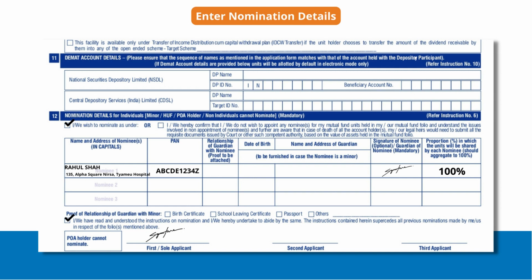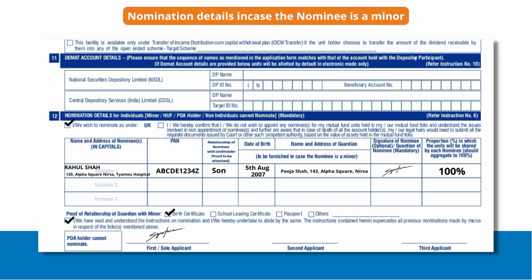Under the redemption or dividend remittance section, tick on electronic payment if the applicant wishes to redeem digitally, or check payment if he or she wants the redemption through check. Under the 12th section, Nomination Details, make a tick beside the heading I or we wish to nominate as under.